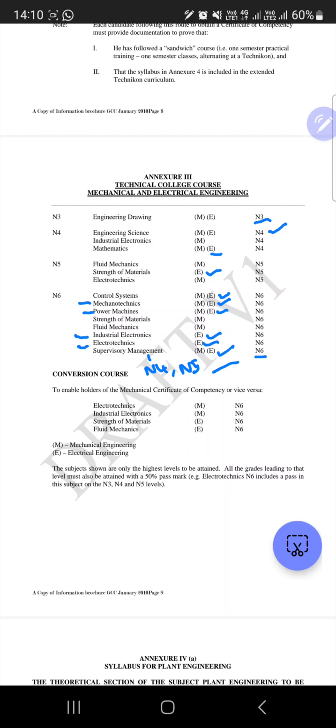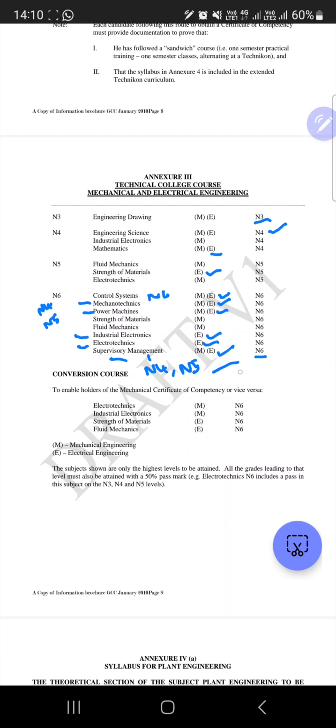Mechanotechnics starts from N4, which means you must start from N4. Power machine only starts at N5. Power machine is N5 and N6 only. But mechanotechnics is N4, N5, N6, same as supervisor management. And then control system is only N6.